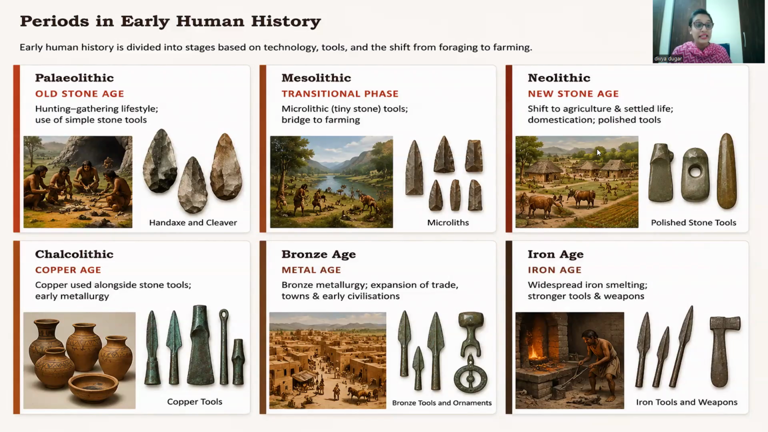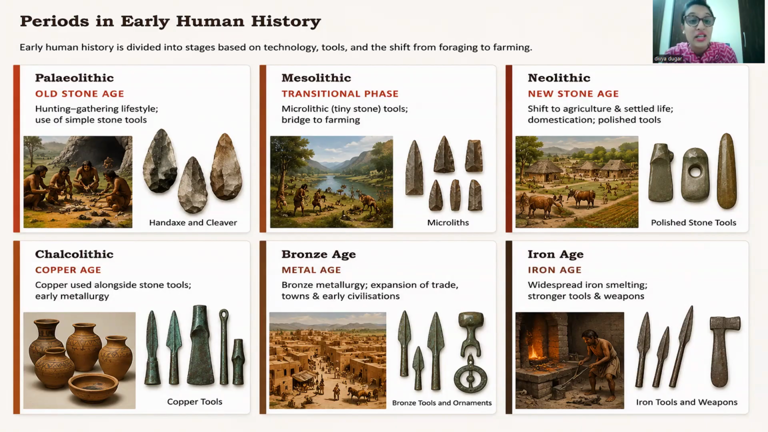Period of early human history. These are the different periods which we are going to understand now. The first one is the Paleolithic period, which is also called the Old Stone Age period, students. Each age has its own different stone tools or iron tools or metal tools, depending upon the age. So we are starting first with the Paleolithic age. This age is mostly dependent on hunting and gathering, and they used very simple tools like the hand axe and cleaver. You can see the image on screen.